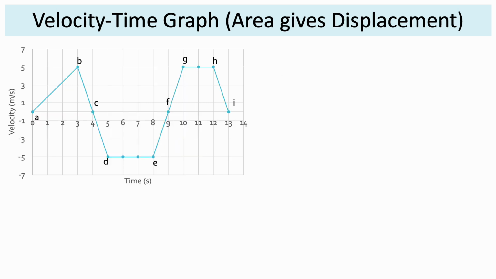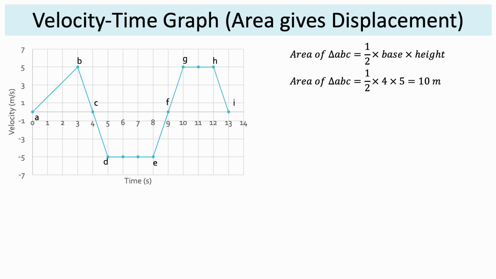Even if the graph is irregular, we can still find displacement by calculating the total area under the curve. Here we split it into shapes, triangles and trapeziums and find the sum of their areas. Positive areas are above the time axis and negative areas are below the time axis, showing motion in the opposite direction. Area of triangle ABC is half base multiplied by height. Base is 4, height is 5, so we get area of triangle ABC equal to 10 meters.